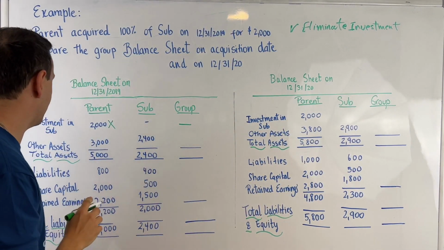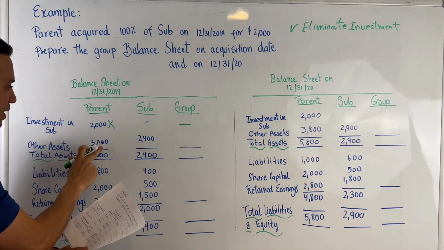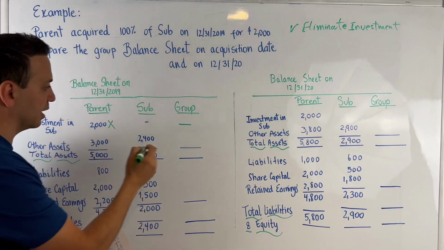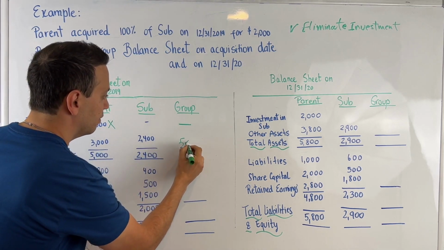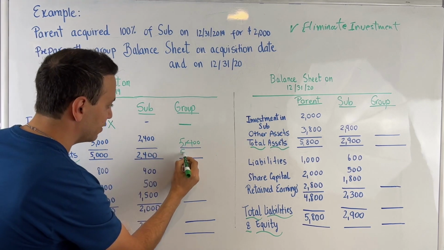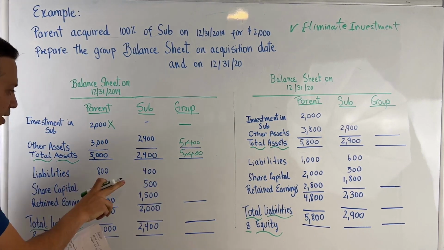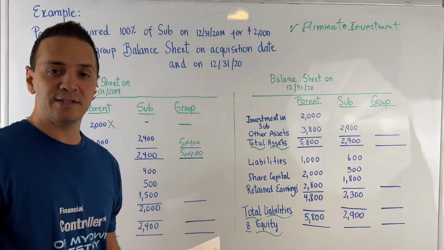That's going to be your first step. And then you're going to combine your assets and liabilities. So for other assets, you have 3,000 plus 2,400. That's going to be 5,400. And then when you add up total assets, it's going to be 5,400.